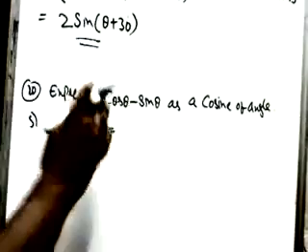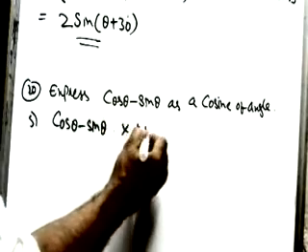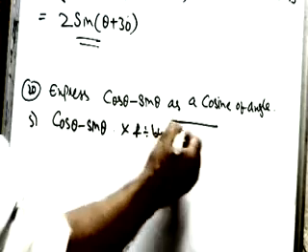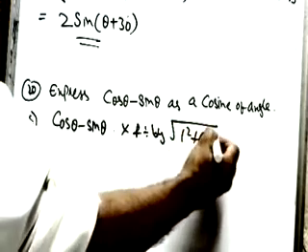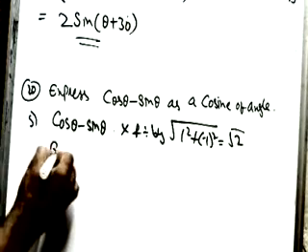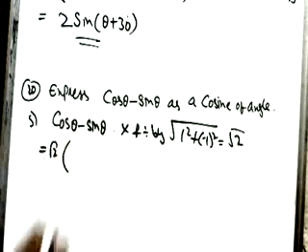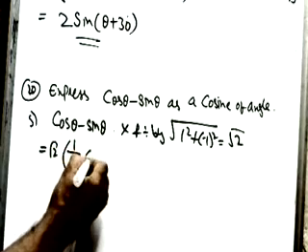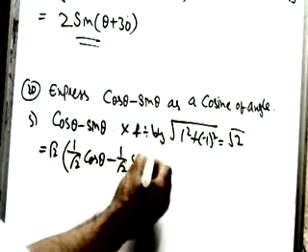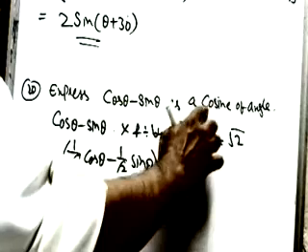Let me try one more question. Express this as a cosine of the angle. Now same way, how to start? Multiply and divide by under root of the squares of the coefficients. Here is 1. So 1 square plus (−1) square. Under root of 1 plus 1 is 2. So multiply 2 outside and divide each term separately: 1 by root 2 cos theta minus 1 by root 2 sin theta.